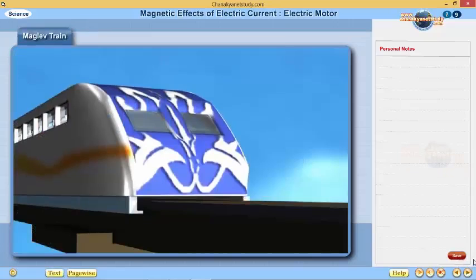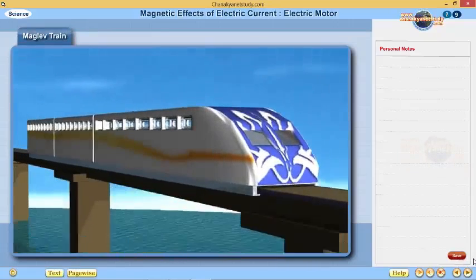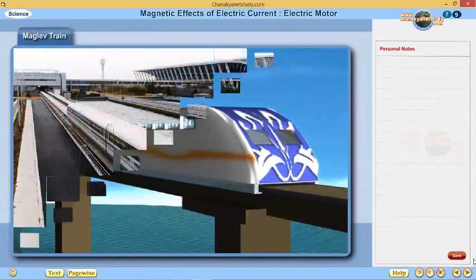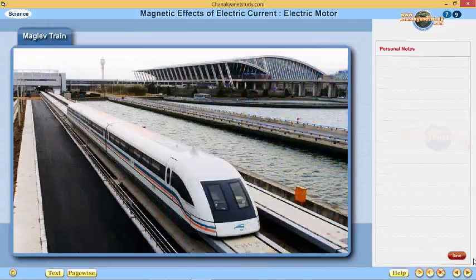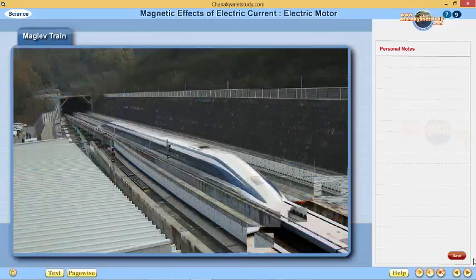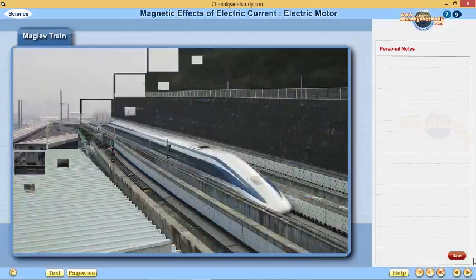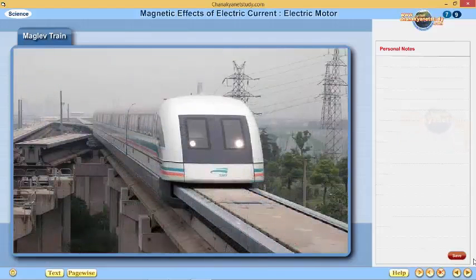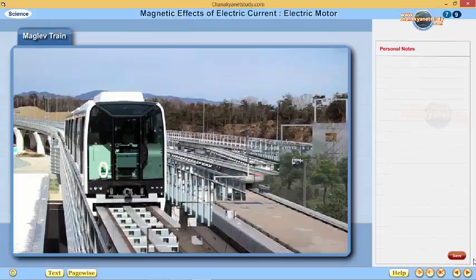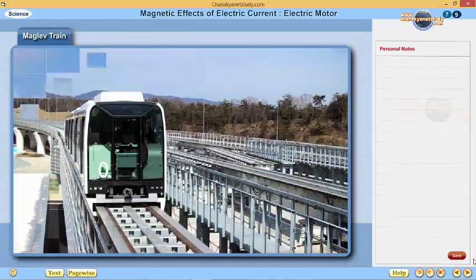Maglev train. Magnetic levitation trains do not run on rails but float above them. A current passes through the electromagnets in the track and on the train. The magnetism produced lifts the train upward.